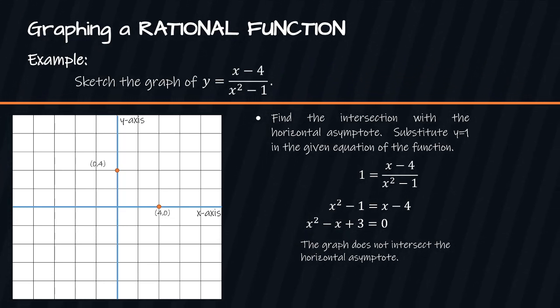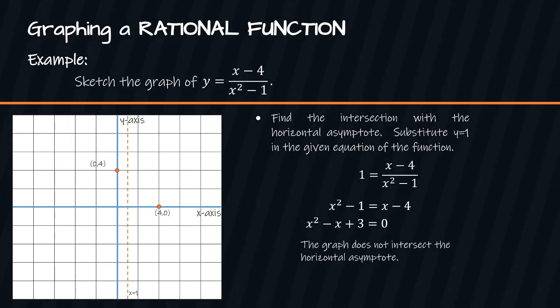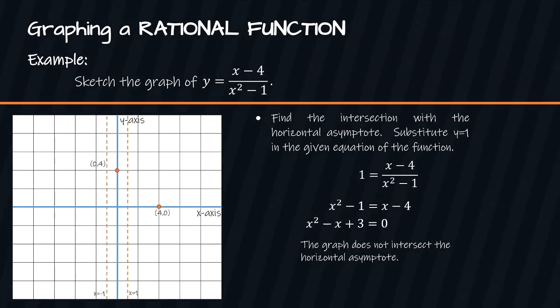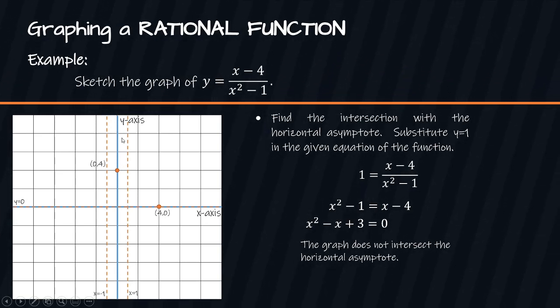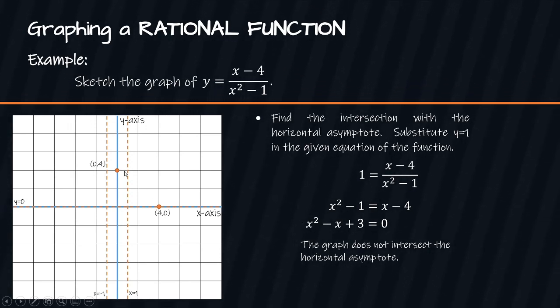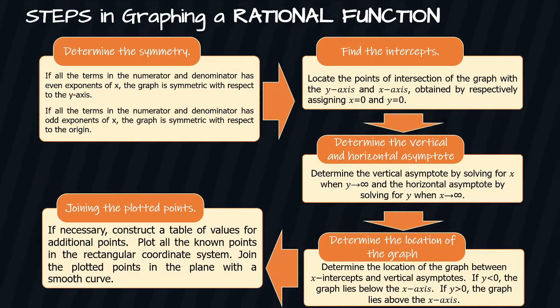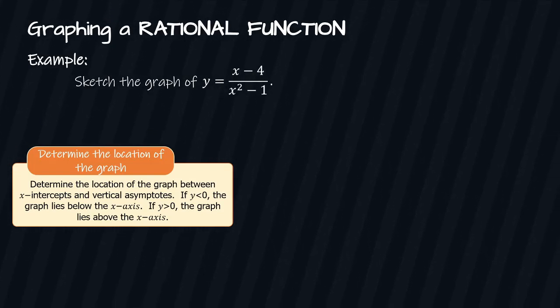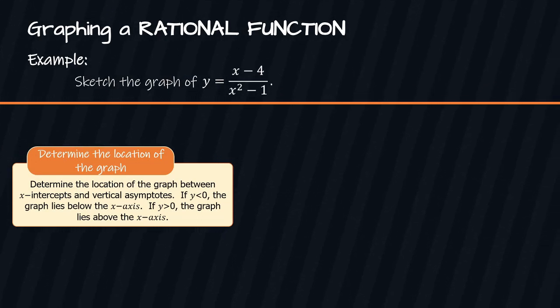Therefore, sketching the asymptotes, we have x equals 1 and x equals negative 1, and y equals 0, or the x-axis. So note our vertical asymptotes and our x and y intercepts. Take note of this before we proceed to our next step. Our next step is determining the location of the graph between the x-intercepts and vertical asymptotes.